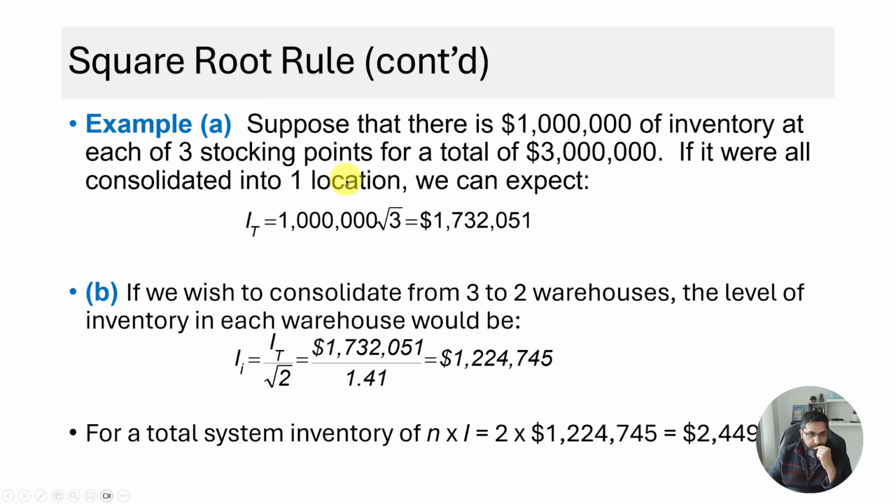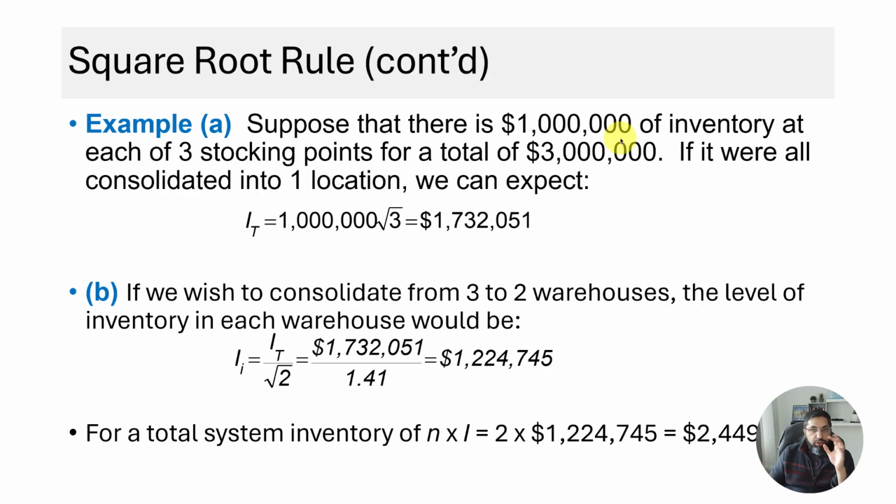Let's do an example. Suppose there is $1 million of inventory at 3 stocking points. So we have 3 locations with inventory. Each location has an average of 1 million of inventory. So total we'll have 3 times 1, or 3 million of inventory. So total inventory in the system is 3 million, which is 1 million at location A, 1 million at location B, 1 million at location C.